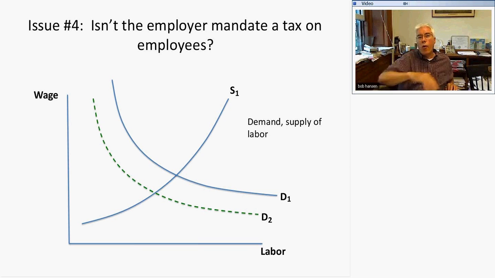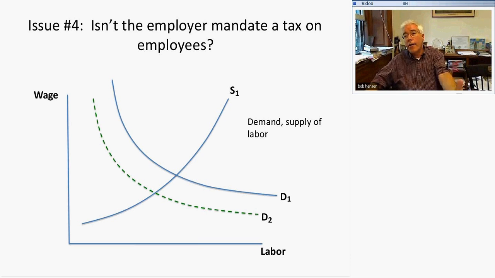It would be better. Number 4, isn't the employer mandate a tax on employment, on employees? So we have to be a little bit careful. It's putting a mandate on employers to provide insurance. Isn't that essentially going to decrease the demand for labor? I'm going to go through this pretty quickly, but I'll do a few demand and supply charts here for you this morning. Yes, there's going to be a decrease in the demand for labor.